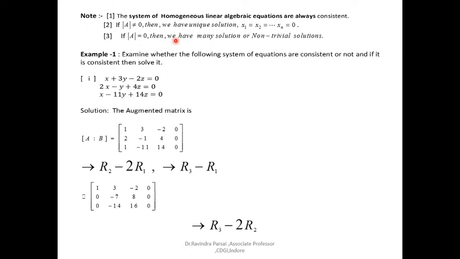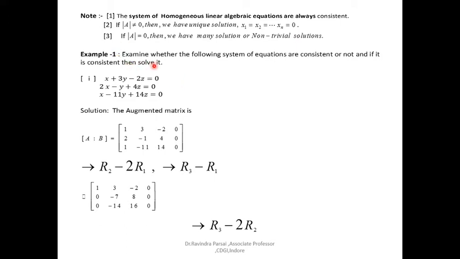Let me see an example, and we note down some notes here. The system of homogeneous linear algebraic equations is always consistent. This is the first important conclusion. The second important conclusion is: if the determinant of the coefficient matrix is non-zero, then we have a unique solution, that is x1, x2, x3, xn equal to 0, and if the determinant of the coefficient matrix equals 0, then we may have many solutions, or non-trivial solutions. So let us examine the examples here.